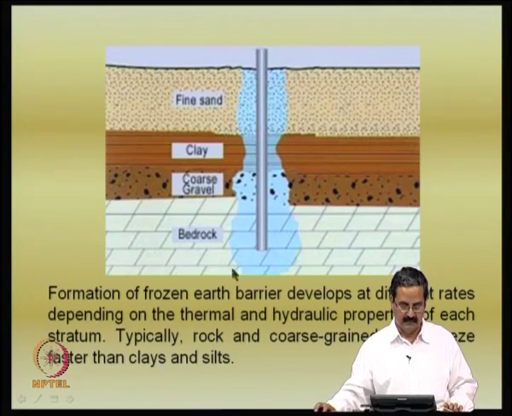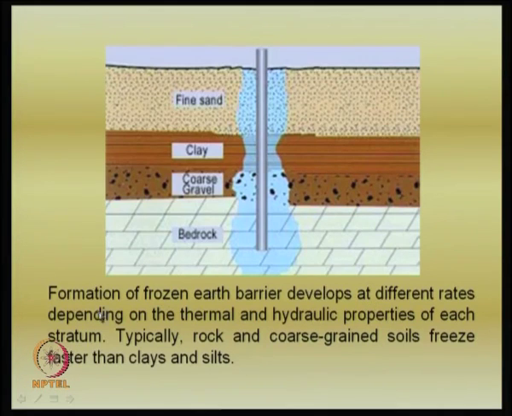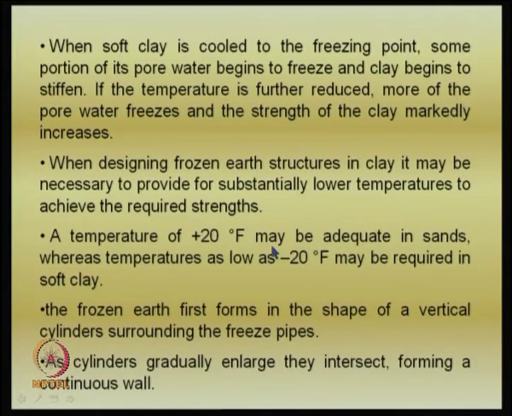This is a simple example: the formation of a frozen earth barrier develops at different rates depending on the thermal and hydraulic properties of each stratum. Say, for example, you have bedrock, quartz gravel, clay, and fine sand. So, you have the barrier here that is developed next to the pipe or a shaft or whatever system. This is very important, it should be maintained.